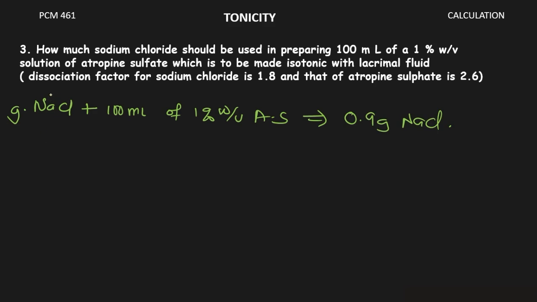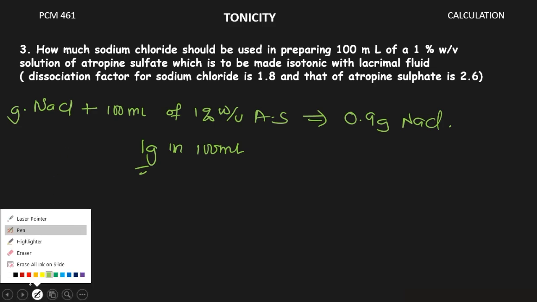So you are actually looking for the amount of sodium chloride you are going to add. This 100 ml of atropine sulfate, 1% is also 1 gram in 100 ml. Now, if it is 1 gram in 100 ml, I've told you that you can calculate how much sodium chloride that 1 gram of atropine sulfate is equivalent to by using that formula. Then you substitute that in and get the amount of sodium chloride you need to add. So that is that for this particular one.